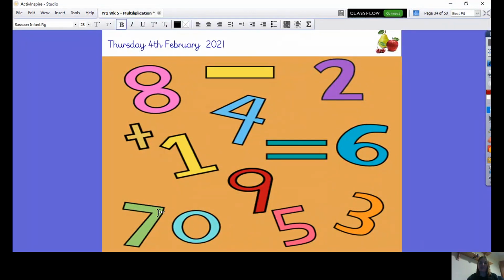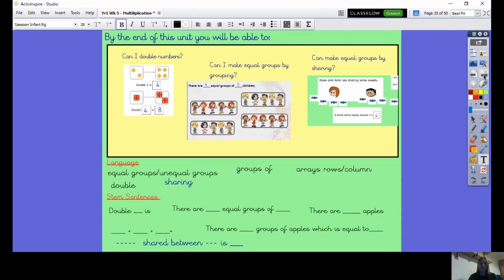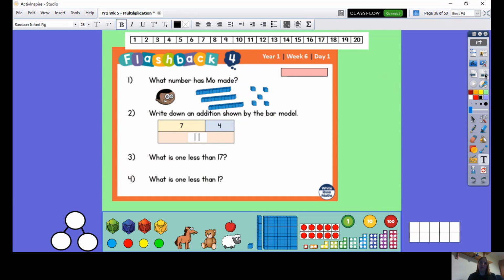Well, hello there, and this is Thursday, the 4th of February, Year 1 Maths for the day. So let's have a little look. We've been thinking about grouping this week, and we're going to be thinking a bit more about sharing again, which was what we were doing yesterday. But let's just have a little warm up. Let's warm our brains up.